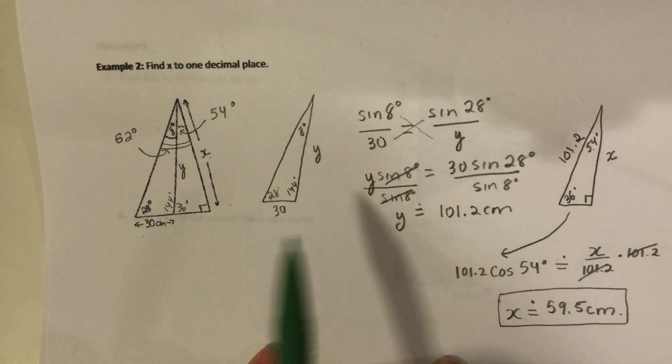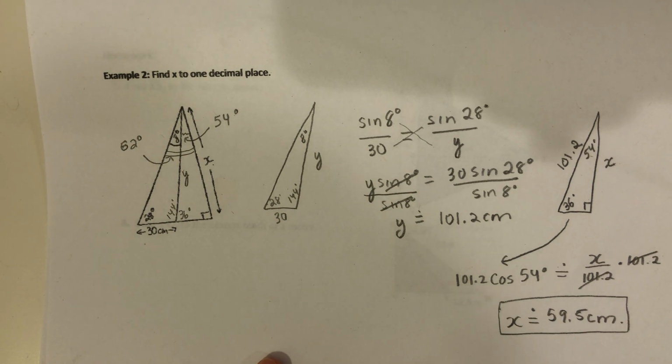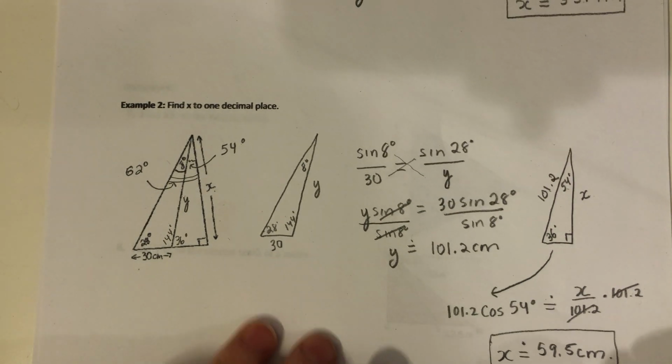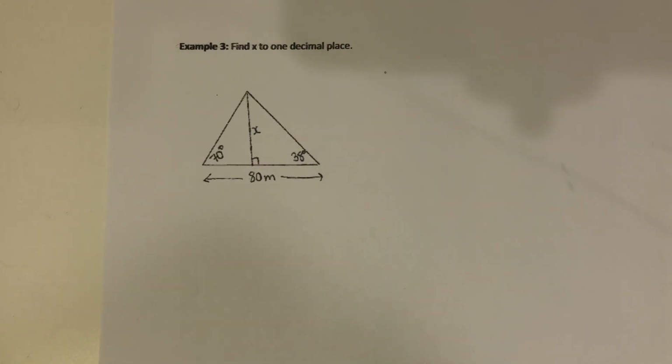So this time, I actually used the sine law first and then SOHCAHTOA. So a little opposite order to the last one. Okay? One more example. Let's go to the next page. Okay, so it says again, find x to one decimal place. A little bit different triangle this time.